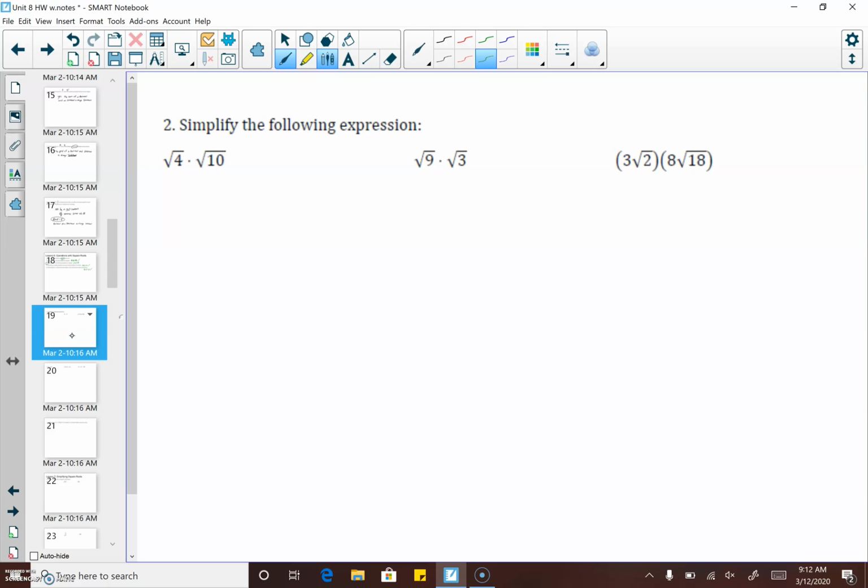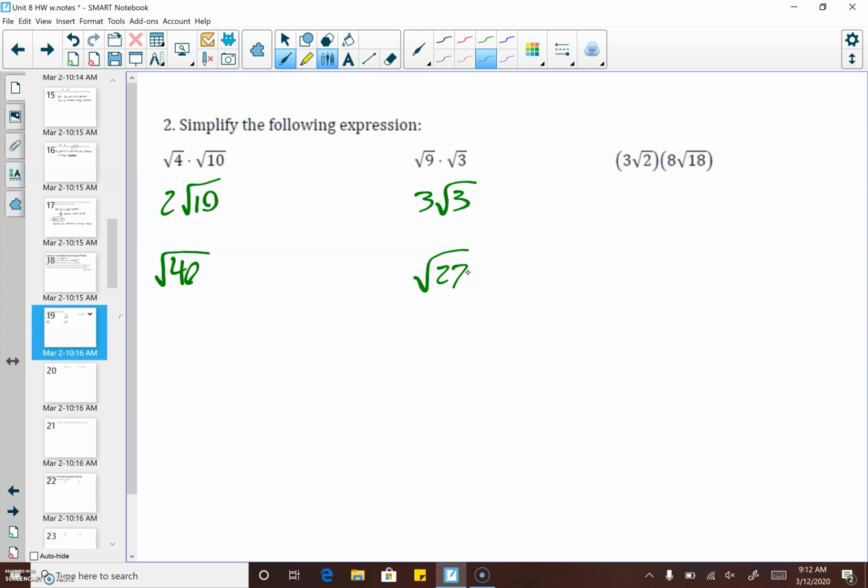Simplify the following expressions. So if we do the square root of 4, which is 2, and the square root of 10 can't be rearranged, we get 2 square root 10. You could also multiply the two numbers that are out there, and you get the square root of 40. And for now, either of those two answers would be good. Same thing in the middle. We have square root of 9 is really 3, so it would be 3 times the square root of 3. Or if you multiply them together, you'd get the square root of 27.